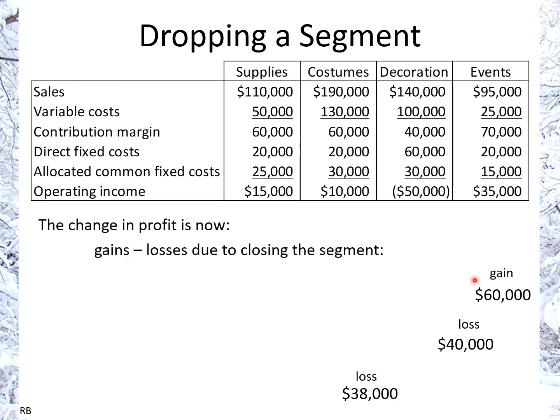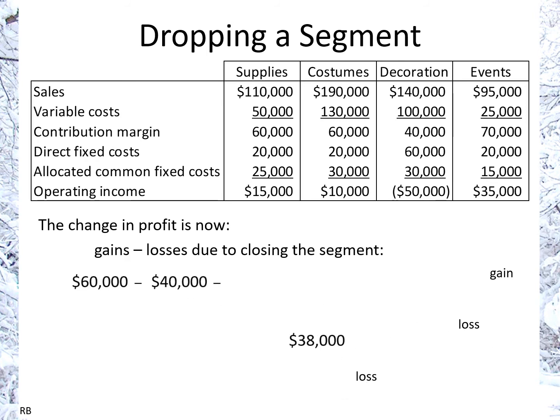Here I'm just recalling that this is a gain and these two are losses. So the change in profit is simply the gains minus the losses. So that's the 60,000 minus the 40 and the 38. That gives us a result of minus 18,000, which is the overall loss in profit due to closing the decorating segment. Just want to point out as well that we could also have solved the other problems. The first one, for example, when we just had the closing of the decoration segment, we said, okay, we're going to gain 60,000, and then we lose the 40,000. So it would be 60,000 minus 40,000. That was a 20,000 answer to that first question.